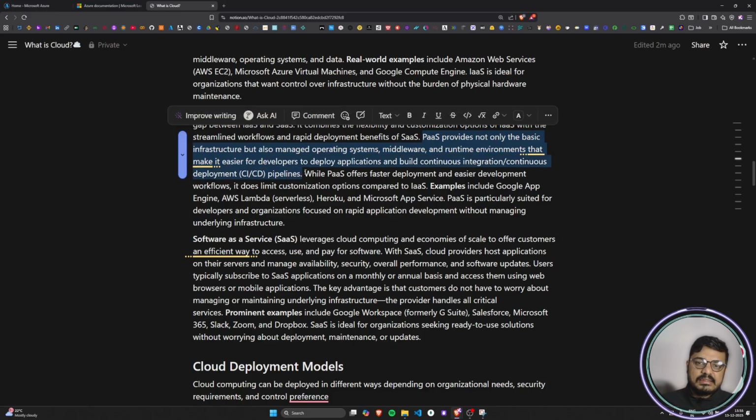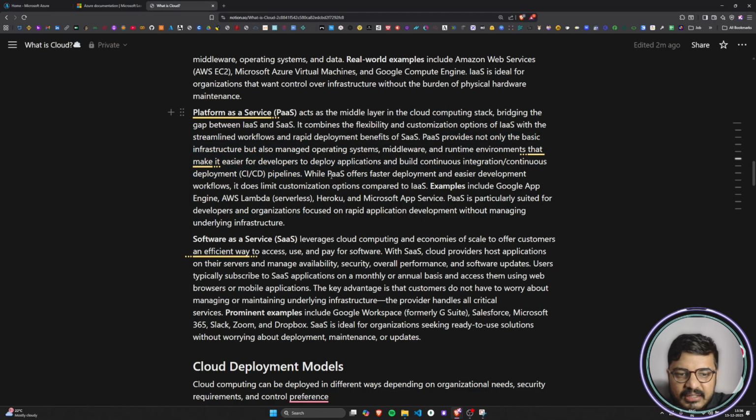So the earlier things in infrastructure as a service, such as the runtime environment, the middleware, and operating system, were handled by the user themselves. Now it will be the responsibility of the cloud provider to manage all those things. Now my only responsibility will be to host the application and to manage the CI/CD of that particular application. The rest of the things will be managed by the cloud providers.